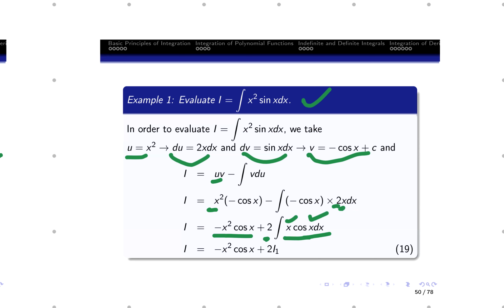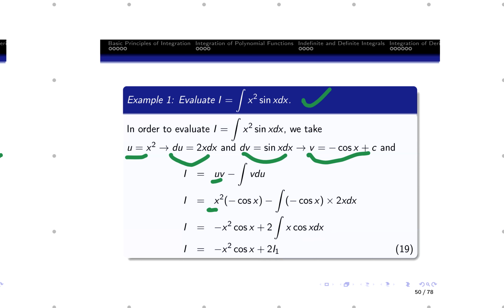But for us to be able to do that easily, we just say this is minus x squared cos x plus 2, and we call this whole thing I1 because we cannot integrate this one directly. When you get to a point where you can integrate this directly, then you know you are done. All right. So here we call this 2I1, meaning that this expression is I1, and then we go again, repeating the same process. But don't forget, you are still going to come back to this place.